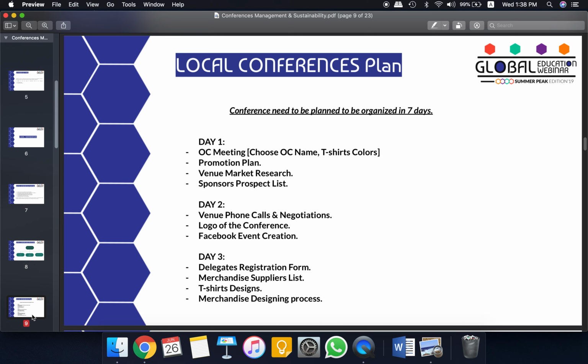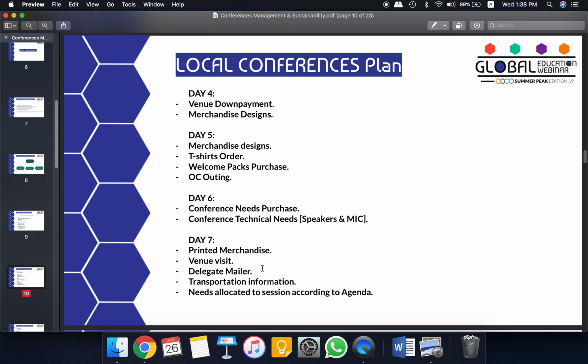Day three could be delegates registration form. We start to release it. Merchandise suppliers list. We have all the suppliers with all the merchandise that we're going to buy. T-shirts designs and merchandise designing process. In day four, it's mainly we finalize the venue, we do the down payment, and then we finalize all the merchandise designs. On day number five, we send the merchandise designs to be printed.